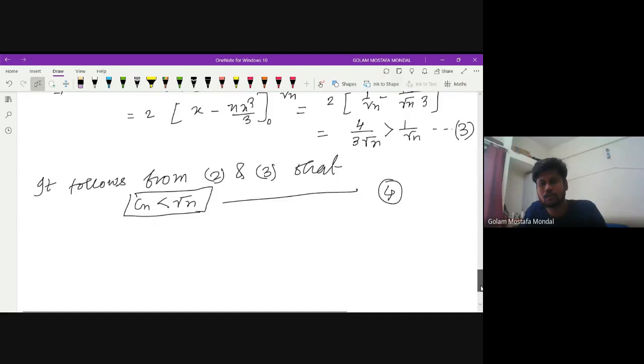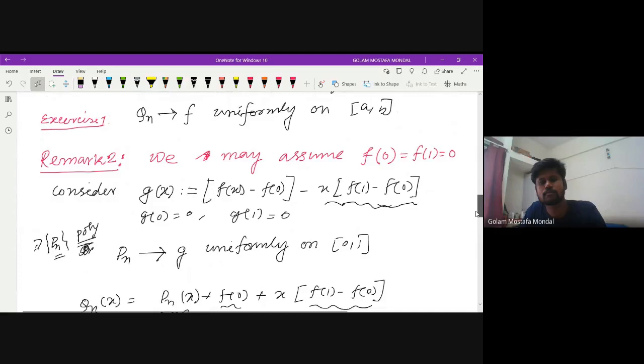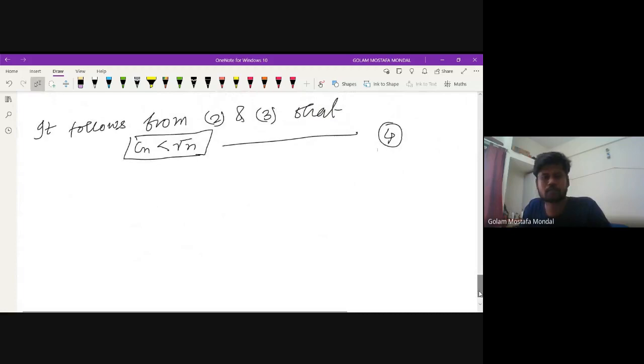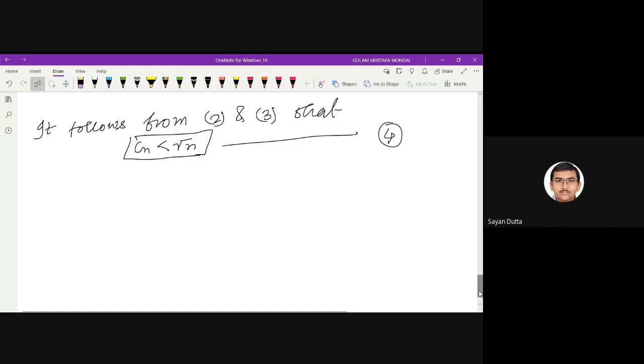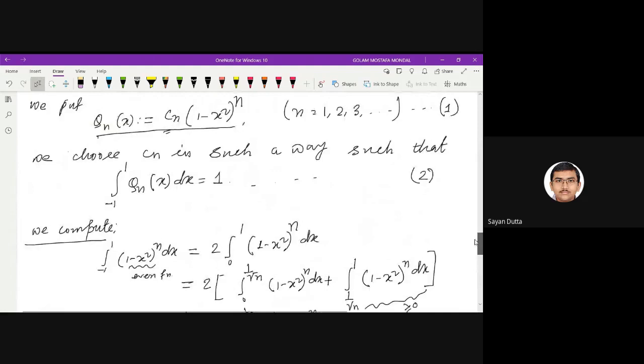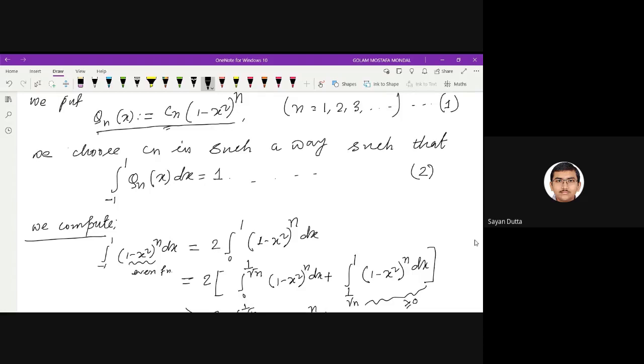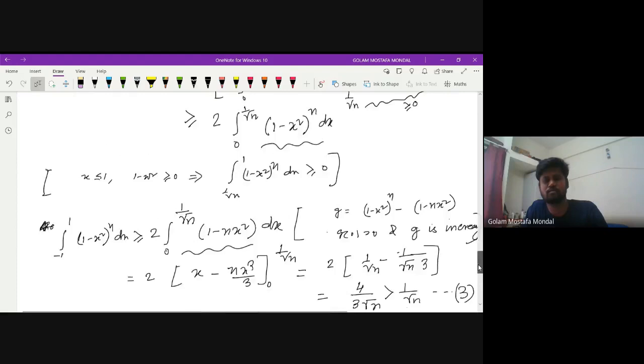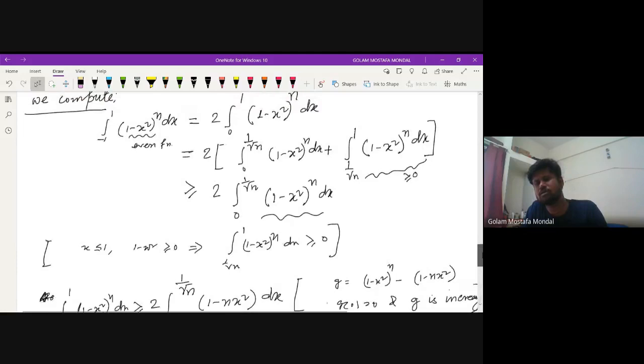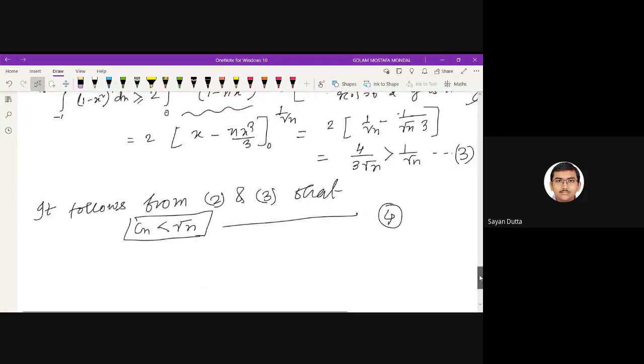Any questions? Okay. Excuse me. Yes. Wasn't it possible to calculate the integral directly, integration 0 to 1, (1 minus x square) to the power n? I think we have an expression with the beta function for this integral. That is complicated. Why? We just need an estimate for Cn. We don't need the exact value of Cn. Just an estimate is enough for this case.